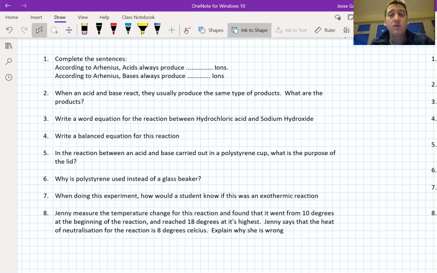Well, it's wrong because, first of all, this is the bit we're focused on. She said that the heat of neutralization, heat, was 8 degrees Celsius. Degrees Celsius is not a measurement of heat. Heat is measured in joules. Degrees Celsius is a measure of temperature. So this is wrong because Jenny is talking about temperature.